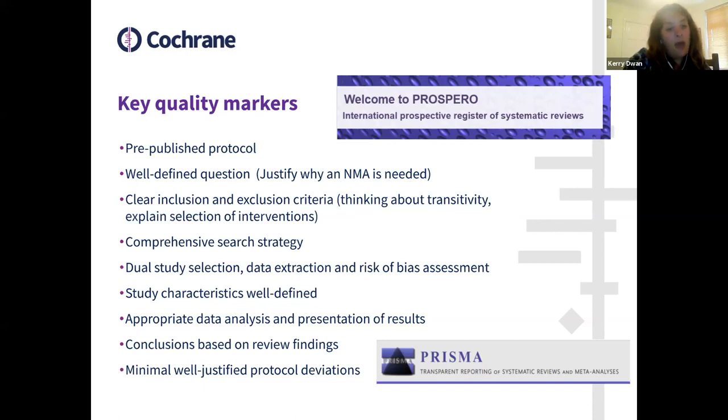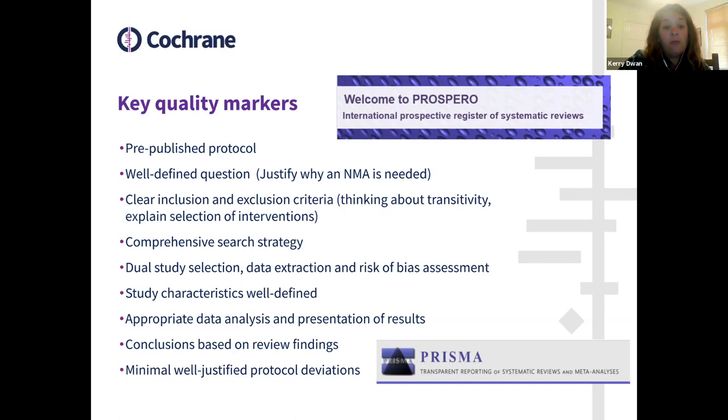And then it's important that the study characteristics are well defined, and there's appropriate data analysis and presentation of the results. And this is really important, as I'll go on to show, because as you can imagine, with so many more interventions included in network meta-analysis, there's a lot more data. So the presentation of the results can be a lot more difficult, and it's obviously important to make them as clear and as accessible as possible. And again, the conclusions should be based on the review findings. And again, it's important to involve clinical experts here, because you've got a lot of data from the network meta-analyses, and it's important to be able to summarise that succinctly.